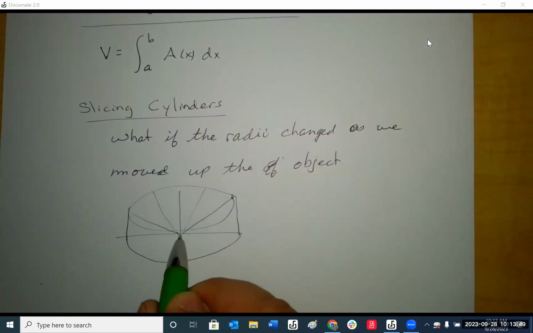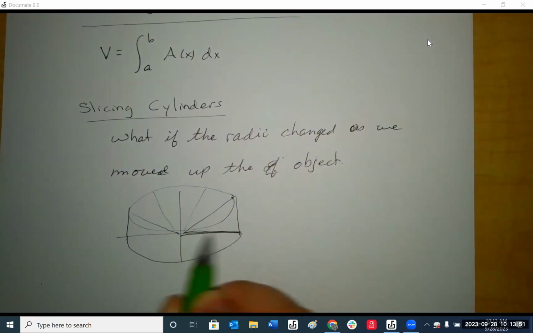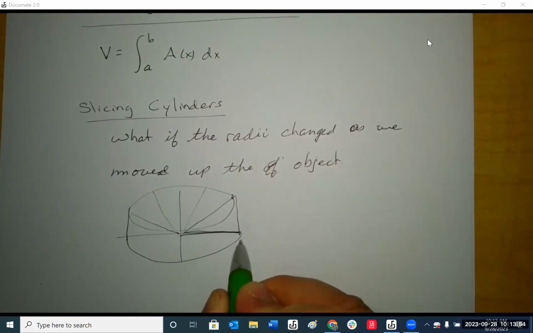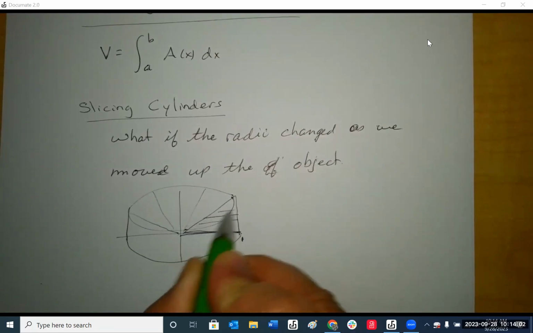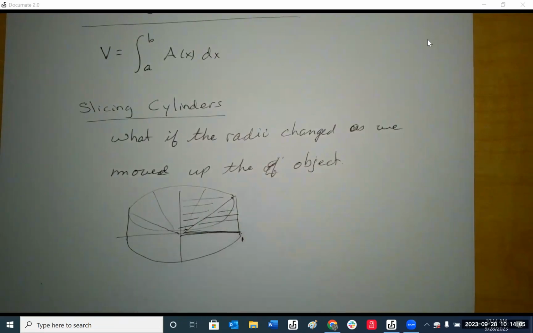For example, here, when y is 0, the radius, let's say, is 1. But as we go along, this distance here, the internal radius, is increasing. What if that happens? When that happens, we have a bigger issue. Let me pull up my examples.